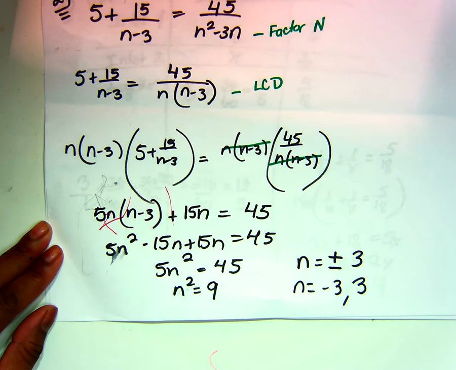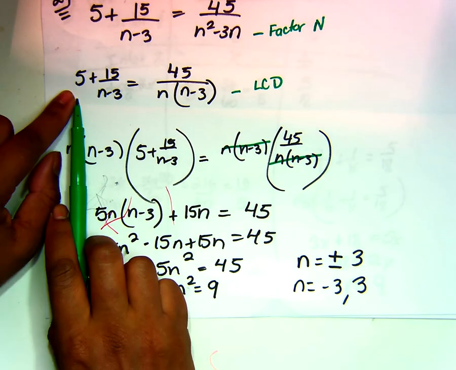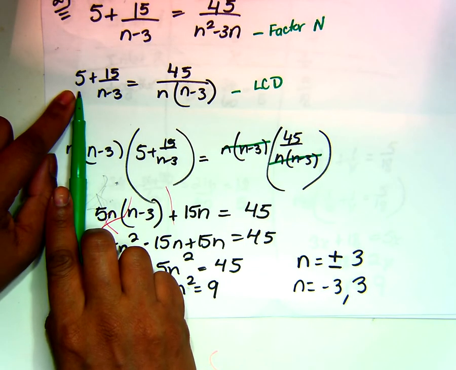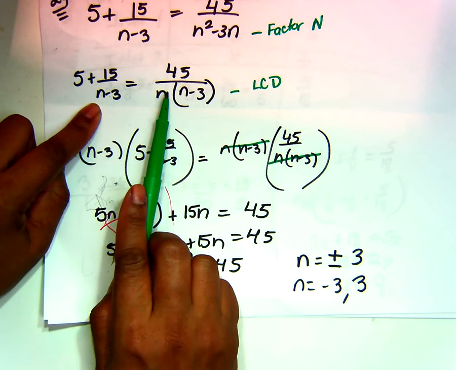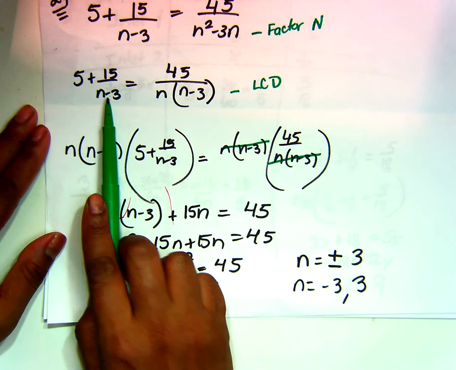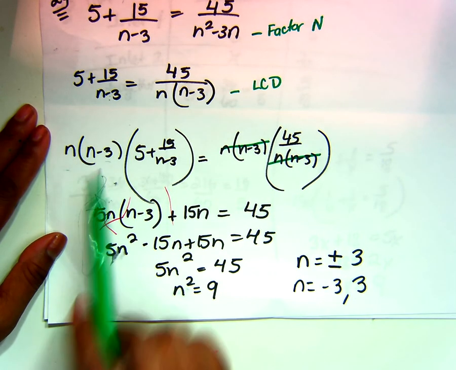Now why do we have to do all of that? Because notice how that 5 over here doesn't have a denominator at all. And then this right here doesn't have that n, it just has n minus 3. Hence, we did the one that had the most terms and multiplied everything.